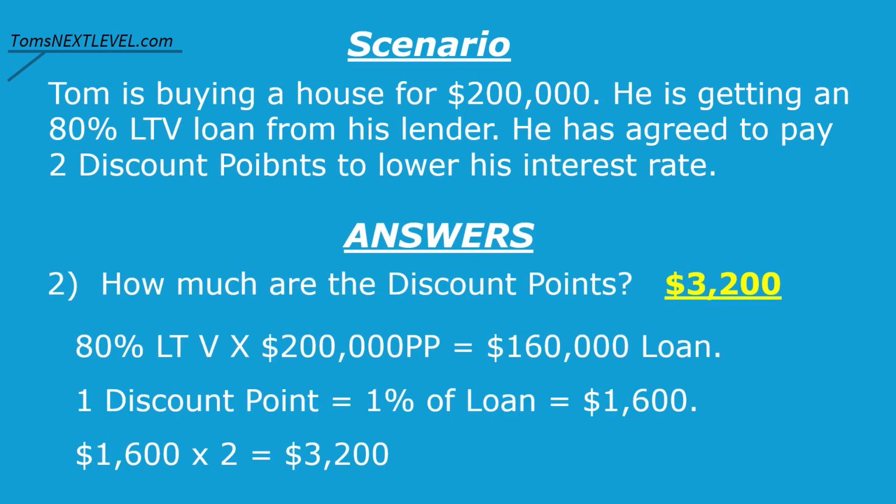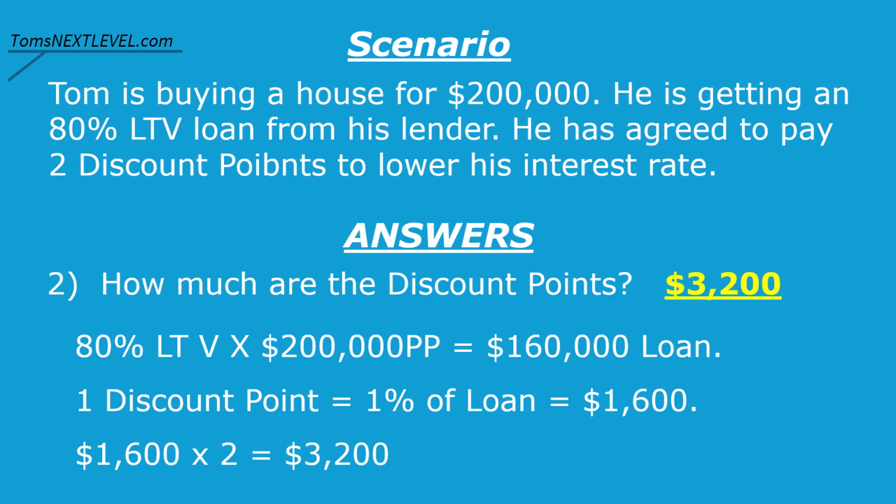Well, the answer to question number 2 is $3,200. This one involves a few more steps to get to the final answer. Let's walk through the process here. 80% loan to value on a $200,000 house is going to be 80% of $200,000, which equals a $160,000 loan. And remember, discount points are calculated as 1% of the loan amount. So each discount point on a $160,000 loan would be $1,600. He's paying 2 points, so you get $3,200. So that's the correct answer to number 2.